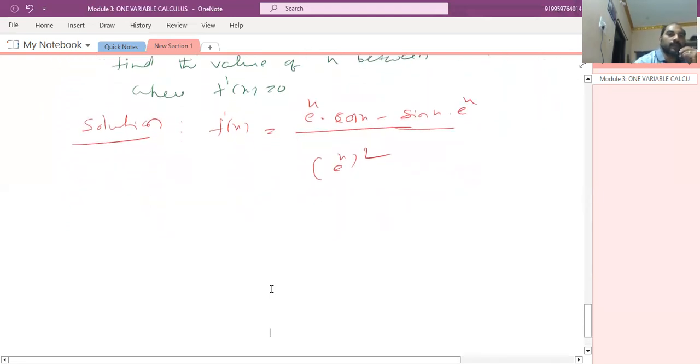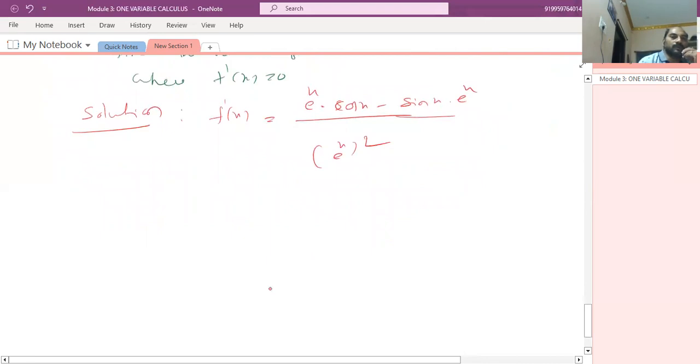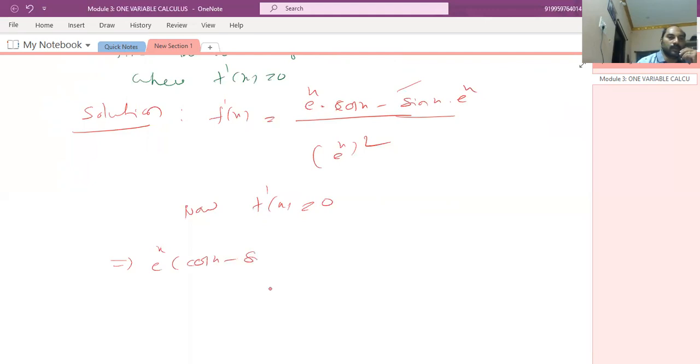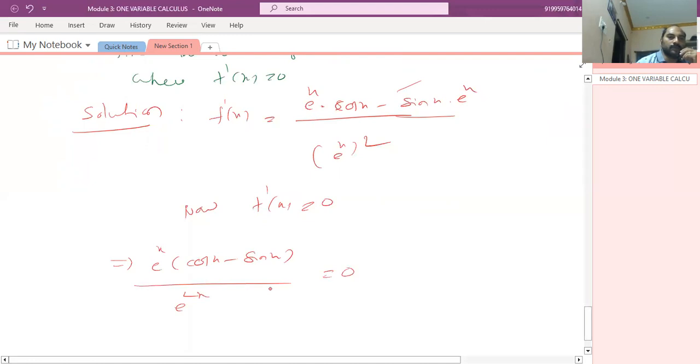Then make it equal to 0. Now f dash x equal to 0. That implies f dash x value is this one equal to 0. Take e power x common: e power x (cos x minus sin x) by e power x equal to 0.